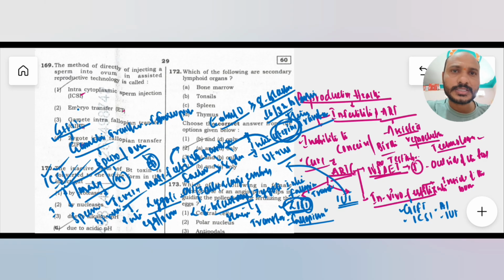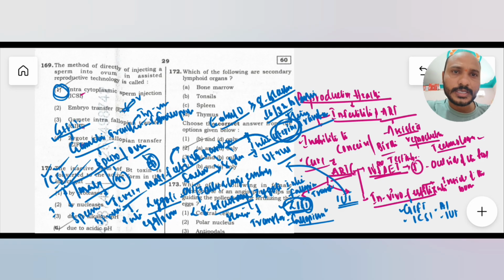Here just now we discussed. So ICSI is the right answer. Embryo transfer is when fertilization occurs outside of the female body, so it is not related. It is IVF. And gamete intrafallopian transfer: here we only have to collect gametes from either male or female, and it is in vivo fertilization, but embryo transfer is in vitro fertilization.